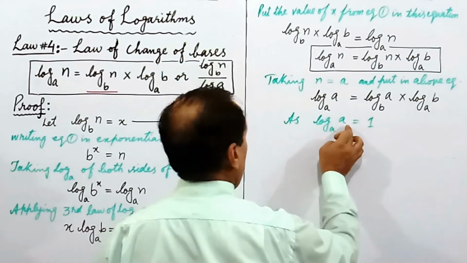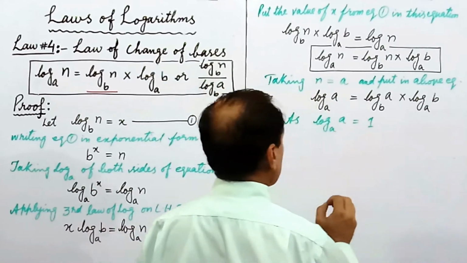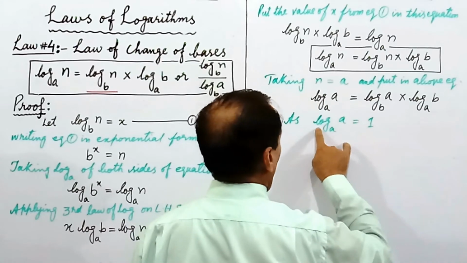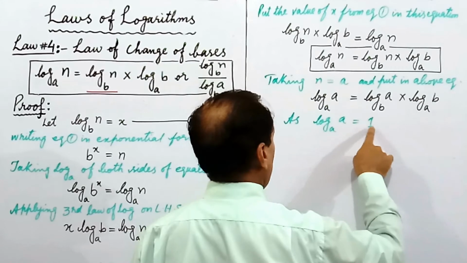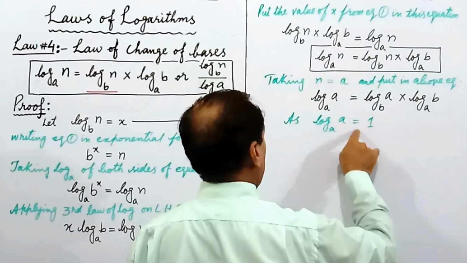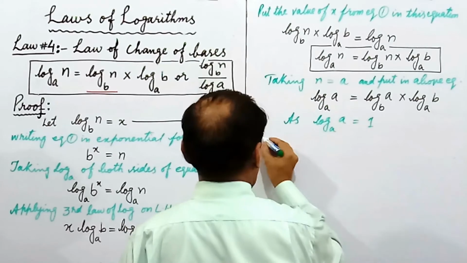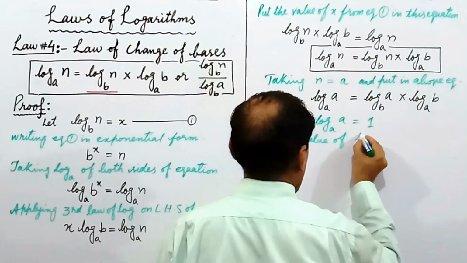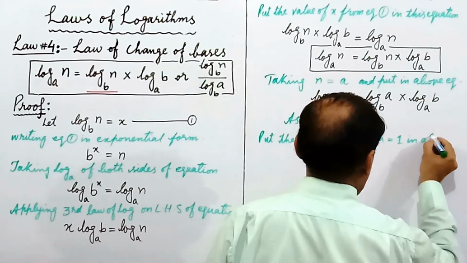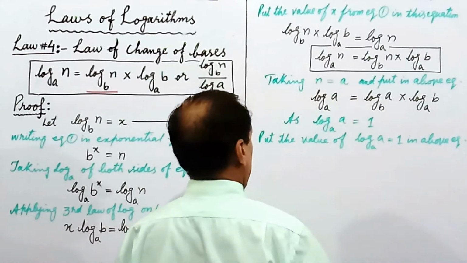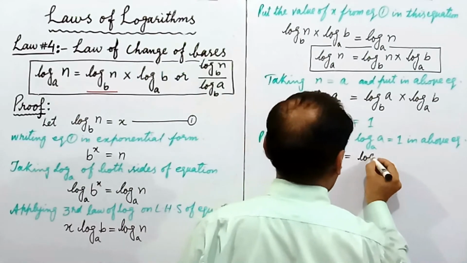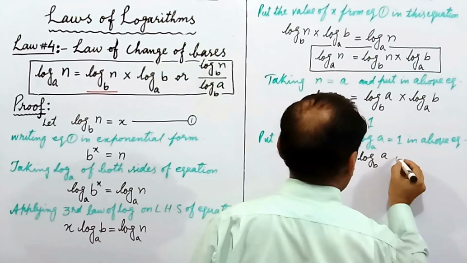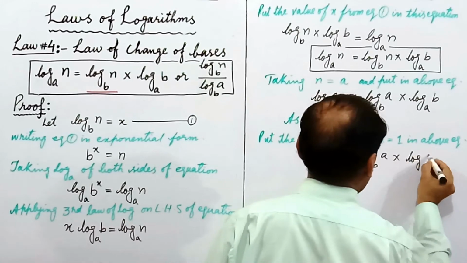As we know that log a to the base a is equal to 1, that is, if the base and the number of a log are the same, then it is always equal to 1. So we put that value in this equation. We have 1 is equal to log a to the base b multiply log b to the base a.